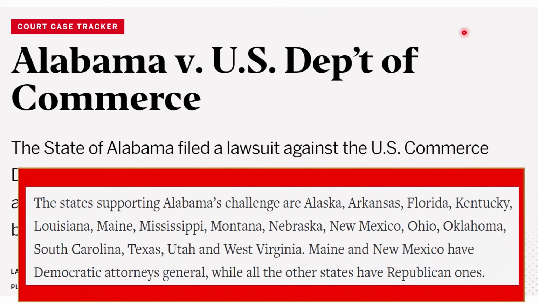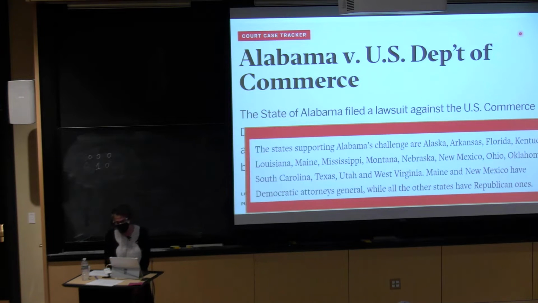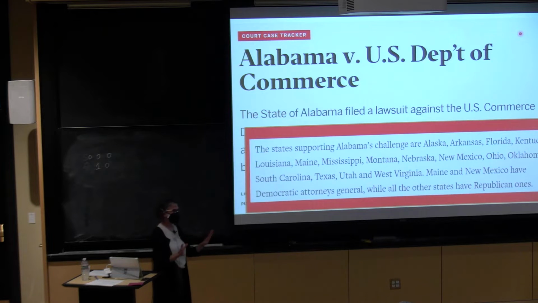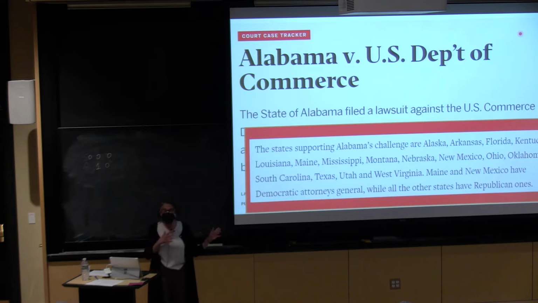And it was joined by several other states. Alaska, Arkansas, Florida, Kentucky, Louisiana, Maine, Mississippi, Montana, Nebraska, New Mexico, Ohio, Oklahoma, South Carolina, Texas, Utah, West Virginia. So Maine and New Mexico have Democratic attorneys general. All the other states have Republican ones, and all the other states are red states, like red legislatures. So I did not expect this. I did not anticipate this.